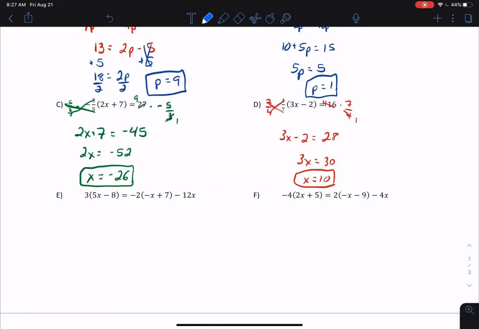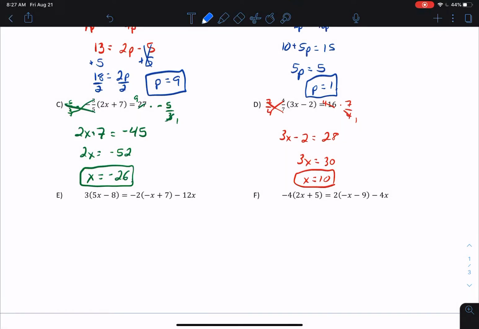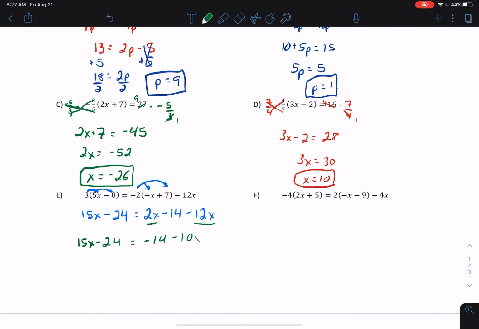So we've got the distributive property now that we have to do. Distribute the 3. So we get 15x minus 24 is equal to, we have 2x minus 14 minus 12x. So after the distributive property, we see if we can combine some like terms. Well, on the right-hand side, we can combine those. So the left-hand side stays the same. The right-hand side is going to become negative 14 minus 10x.